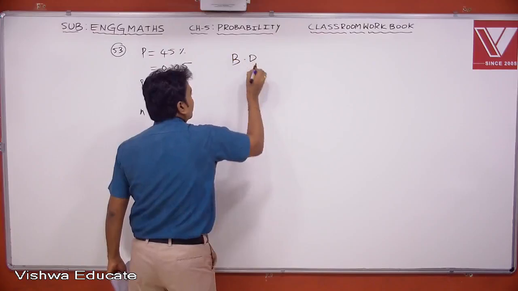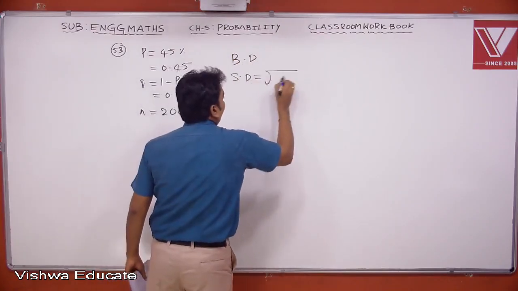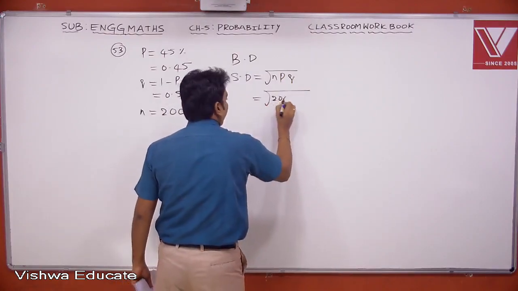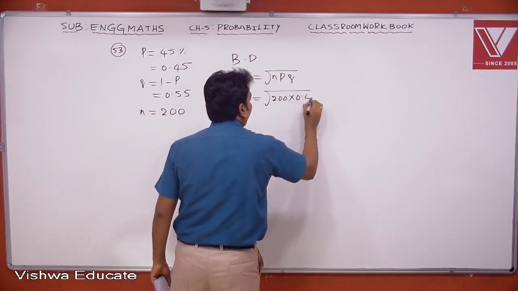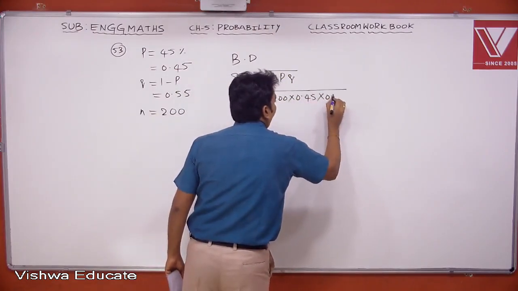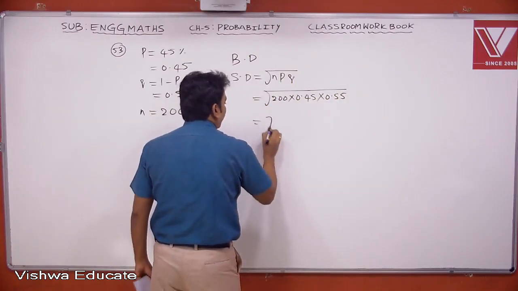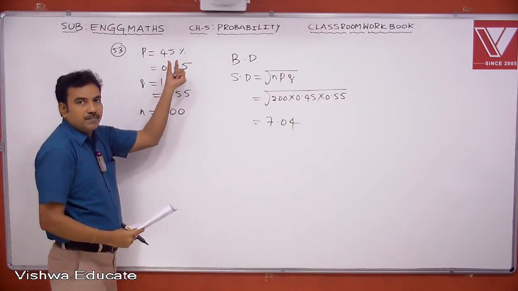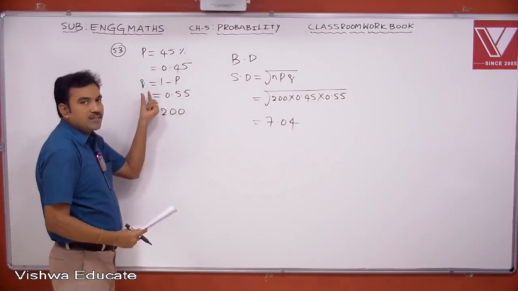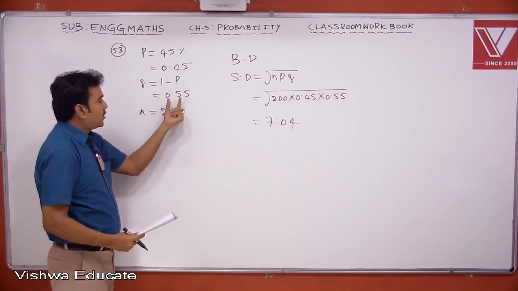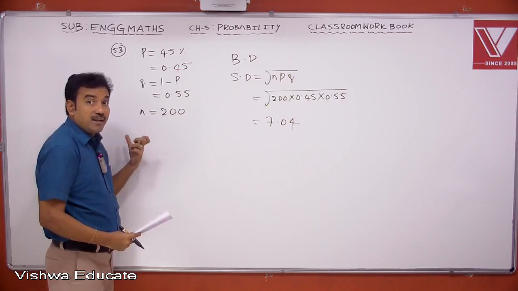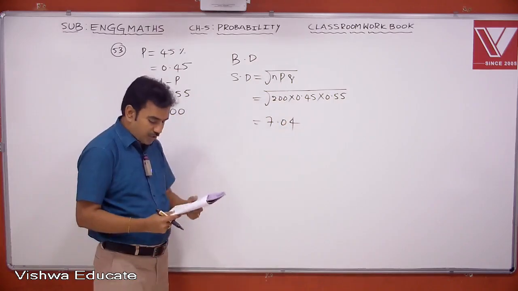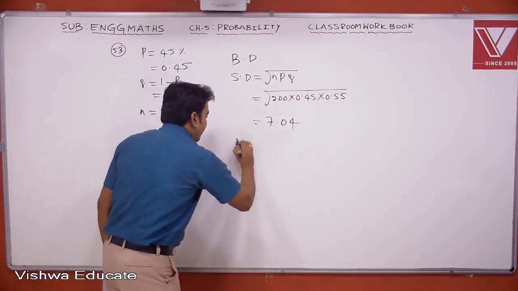In a binomial distribution, the standard deviation is square root of npq. So this is the square root of n is 200, p value is 0.45, into q value 0.55. Now you simplify this, and you get the value 7.04. So p is given as 45%, that is 0.45. q is the negation of this, 1 minus this, so this is 0.55. The number of people participating in the election is 200. So standard deviation is square root of npq, which gives 7.04. Therefore, option D is the right answer.